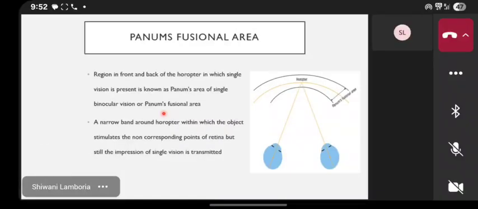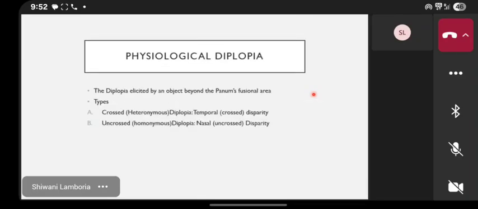Now Panum's fusional area: this is the horopter, and the region in front of and behind the horopter in which single vision is present is known as Panum's area of single binocular vision, or Panum's fusional area. So all objects we saw need to be present on the horopter, but they need not be present on the horopter to be seen as a single image. They can fall on non-corresponding points, but they should be present in Panum's fusional area to be seen as single. Then the physiological diplopia.